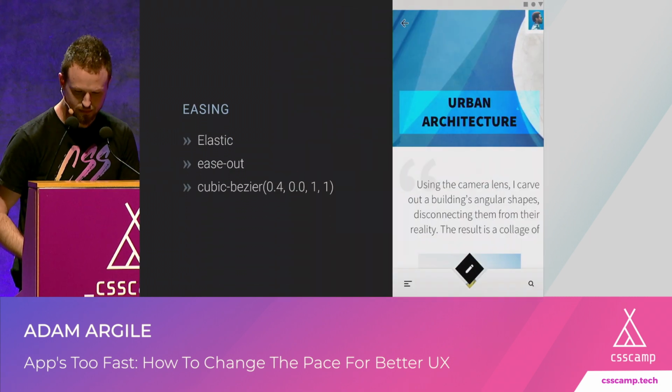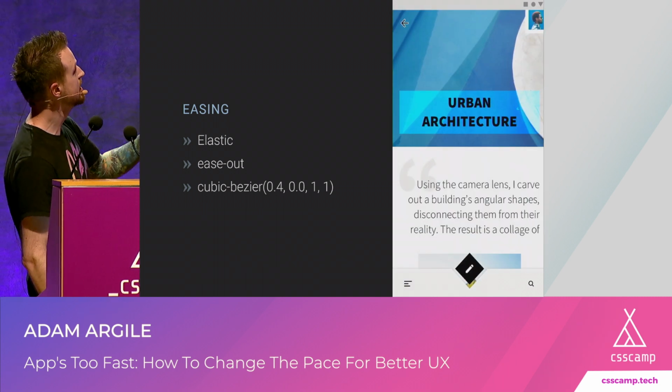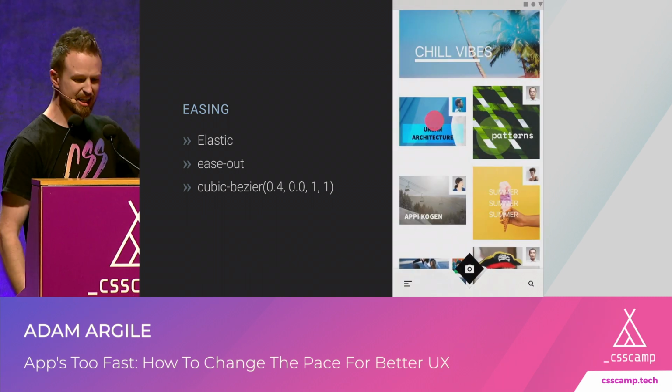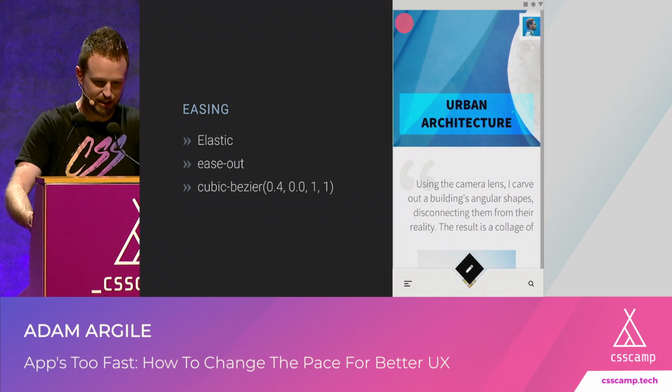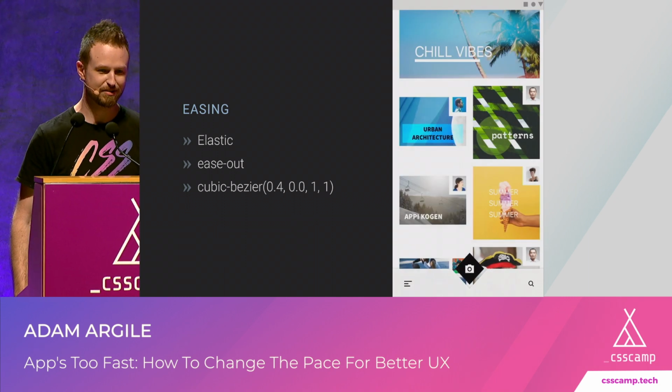Okay. Easing. Typical easing strategies we have. We've got elastic easing, ease out, and cubic Bezier. Why do you keep looking up there? I have two screens right here. They're the same thing as that one. I think I just want to join y'all in this experience, even though I'm delivering it.